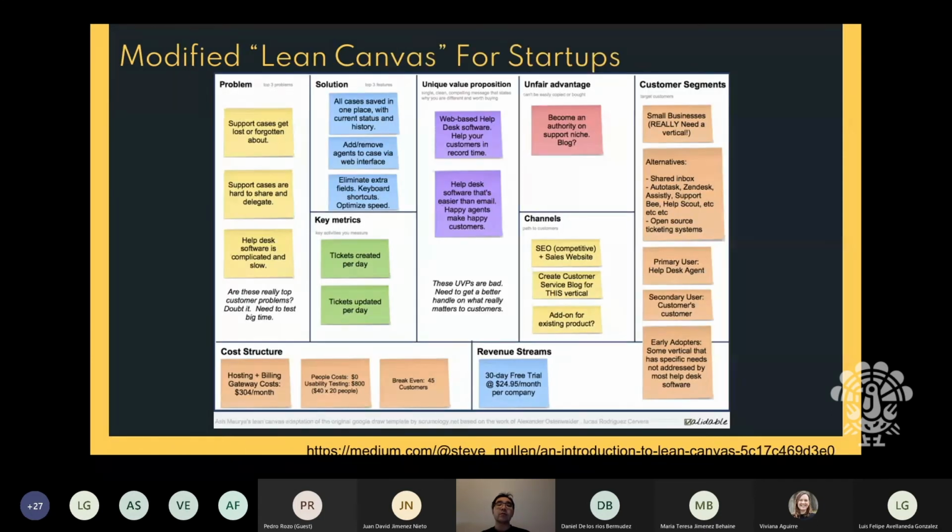Okay. Now, for smaller companies, in particular startups, can everyone see my new slide? This is a more colorful lean canvas slide. Yes, the slide is moving.